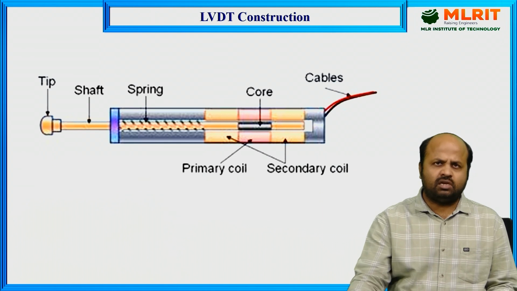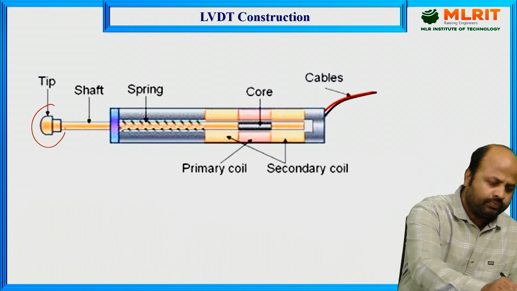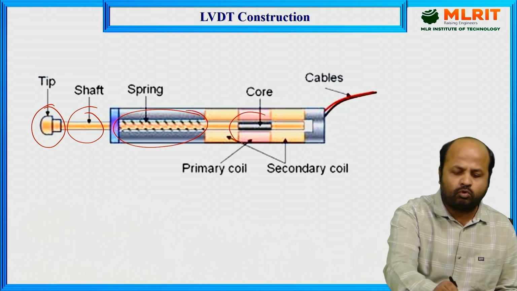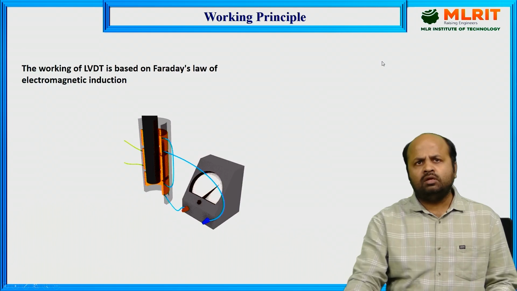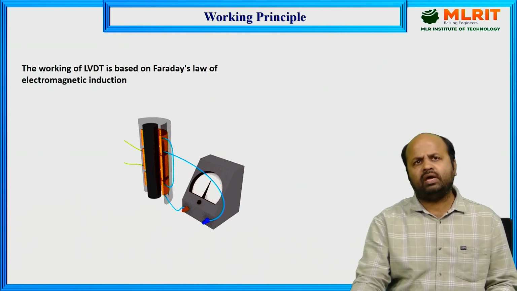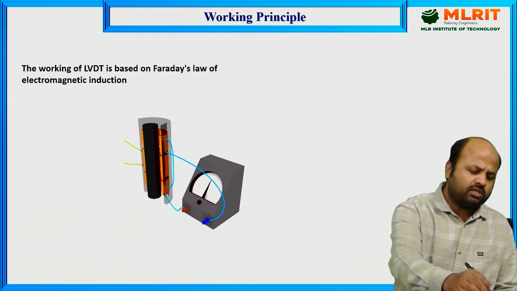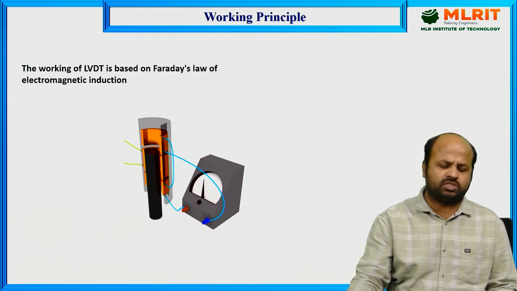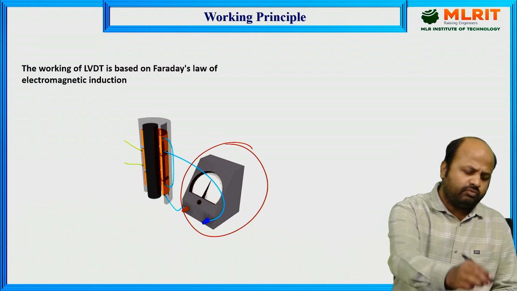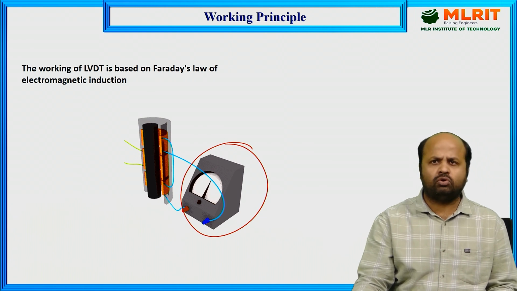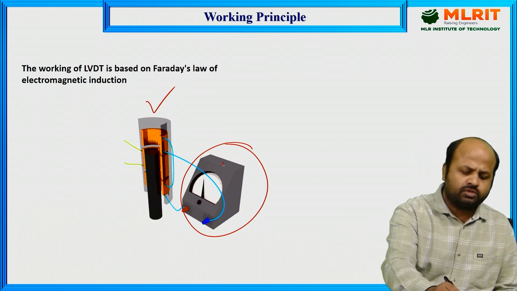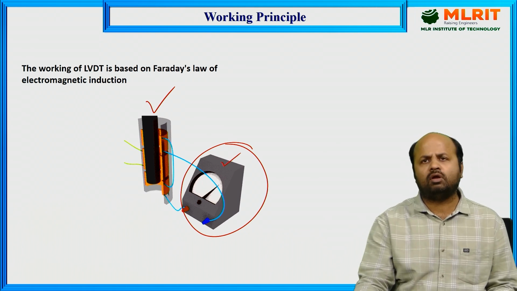So basically, commercial LVDT construction consists of a tip, a shaft, a spring attachment for controlling the movement of the core, and its two terminals. Here we can see that LVDT is based on Faraday's law of electromagnetic induction. Whenever the core is moving left or right or at the center position, accordingly the voltage across LVDT also changes. So the movement of the core, or linear displacement of the core, is measured in terms of voltage. This is the basic working principle of LVDT.